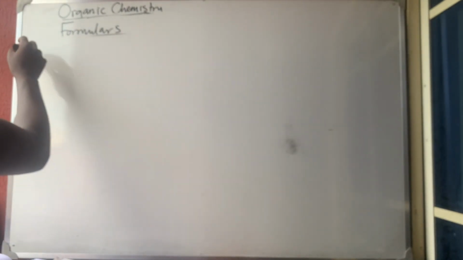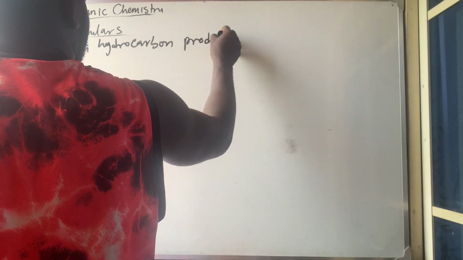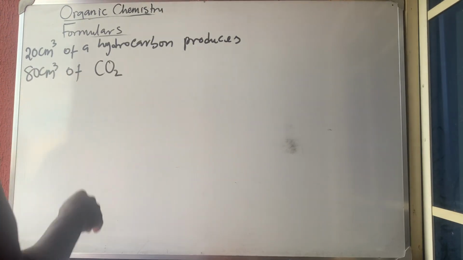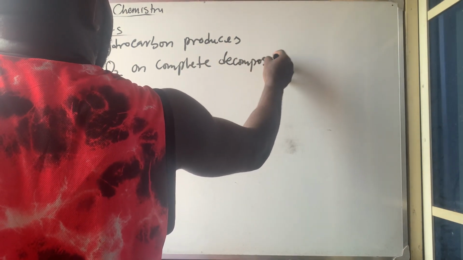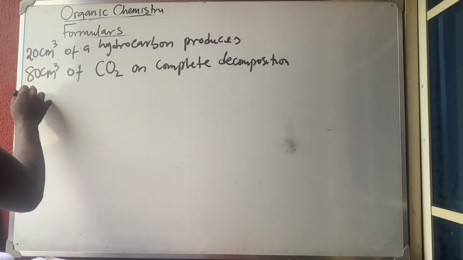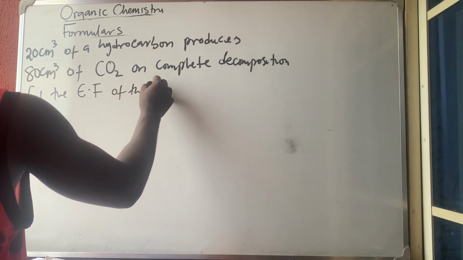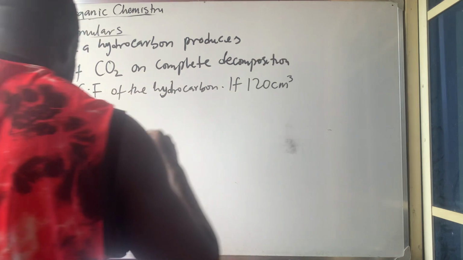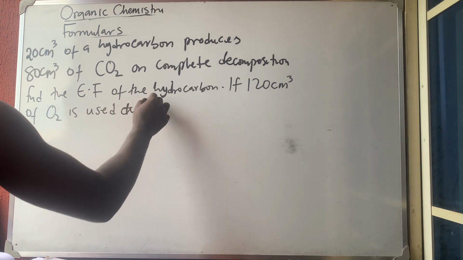We keep moving. The next question says 20 cm³ of a hydrocarbon produces 80 cm³ of CO2 on complete decomposition. They now say, find the empirical formula of the hydrocarbon if 120 cm³ of O2 is used during the combustion.